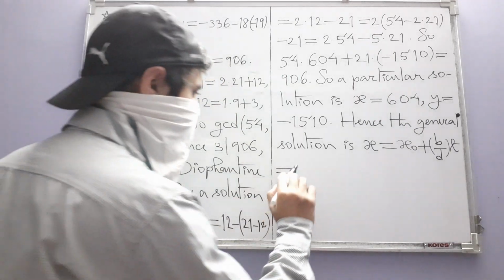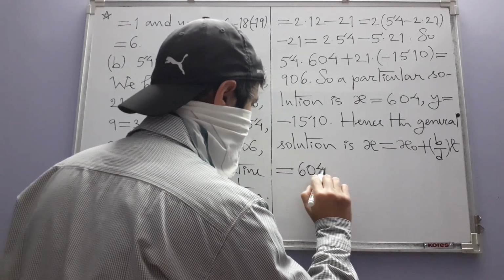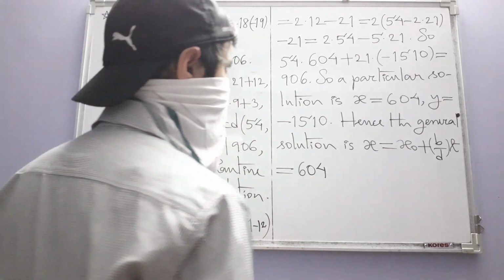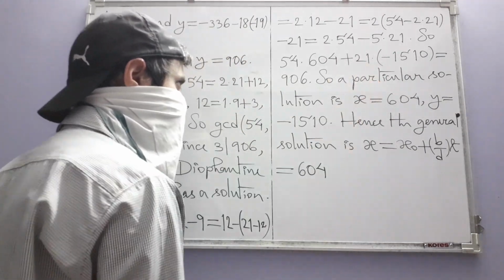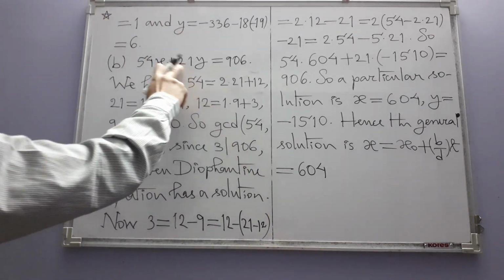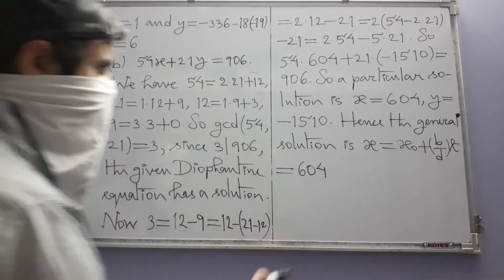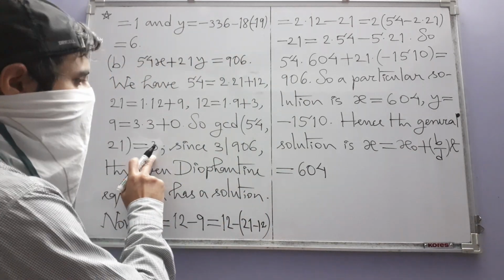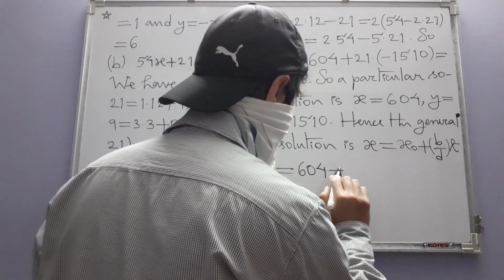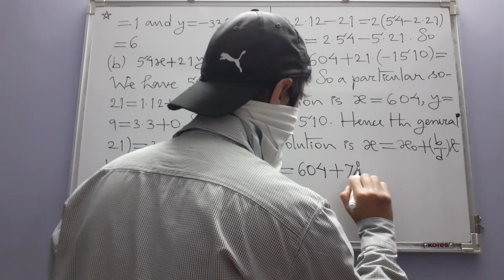So what is our x naught? 604. And what is b? b is 21, right? Because this is b, this is a. 21 divided by our GCD. Our GCD is 3, that means 7. So plus 7t.